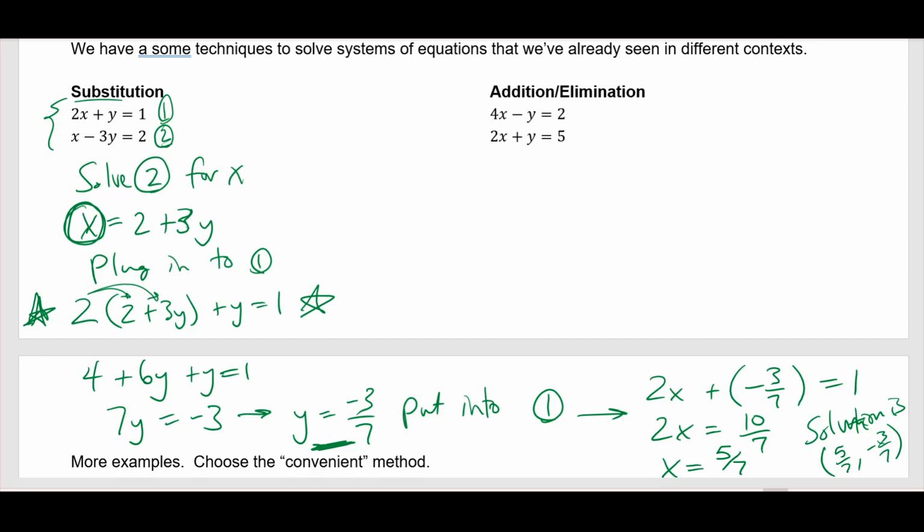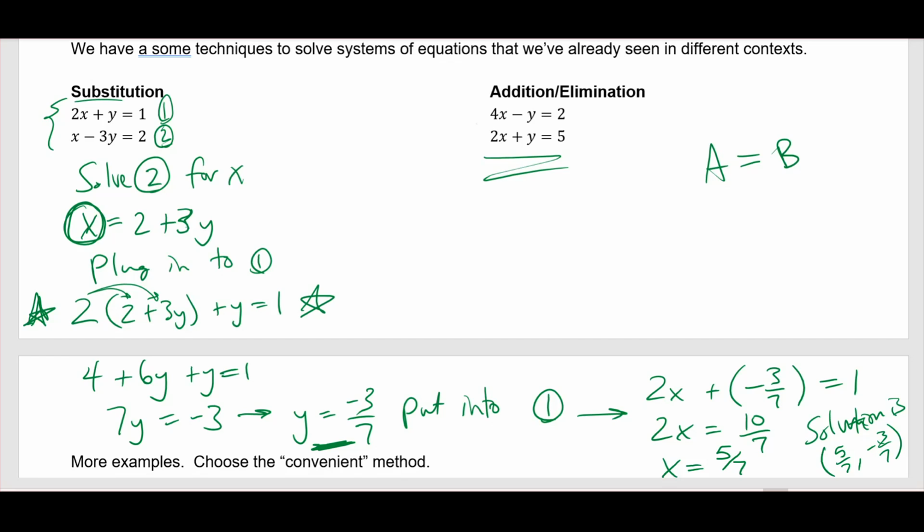The addition or elimination method. Now this is going to rely on something that we know and we've seen before. If I've got two numbers that are equal, so one is the same as the other, I can add a third number to both sides and it's still the same, right? I can add anything to both sides. As long as I'm adding it to both sides, we're staying balanced, right? It's staying the same on both sides.